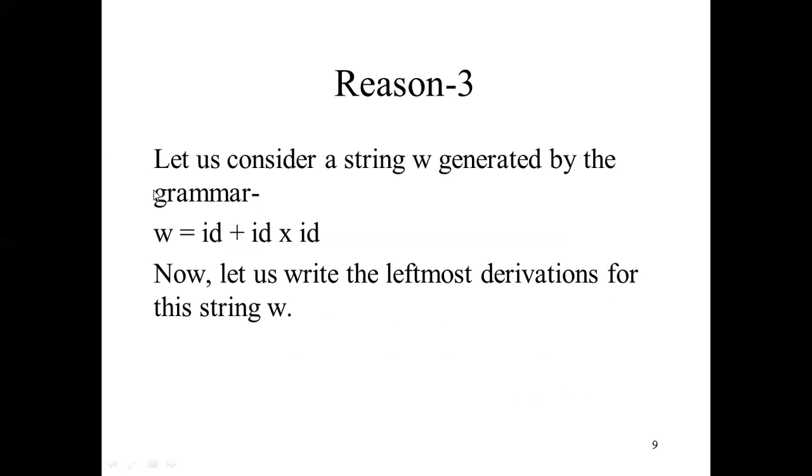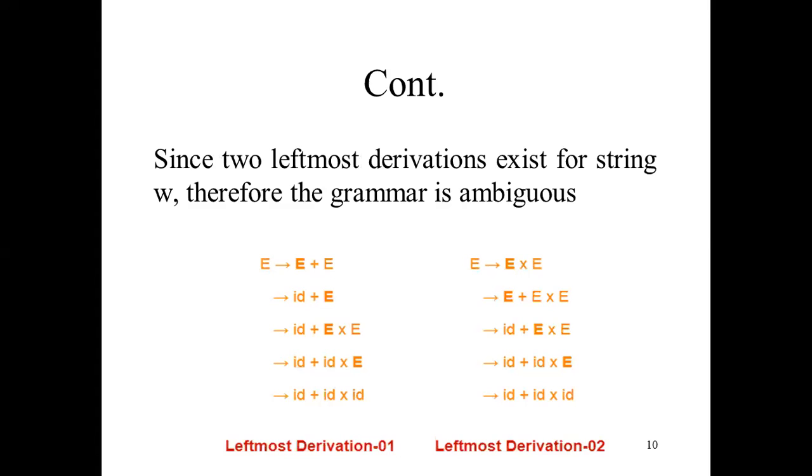Reason 3, let us consider a string W generated by grammar. W is equal to same string. Now let us write the leftmost derivation. We write the leftmost derivation of this string. Now since two leftmost derivations exist for string W, therefore the grammar is ambiguous. If there are more than one derivation on the left hand side, it means grammar is ambiguous.